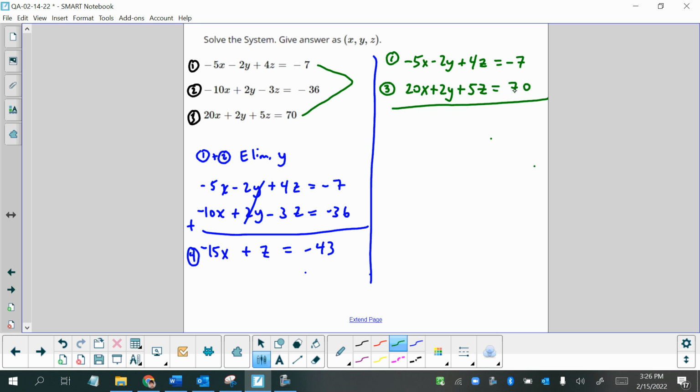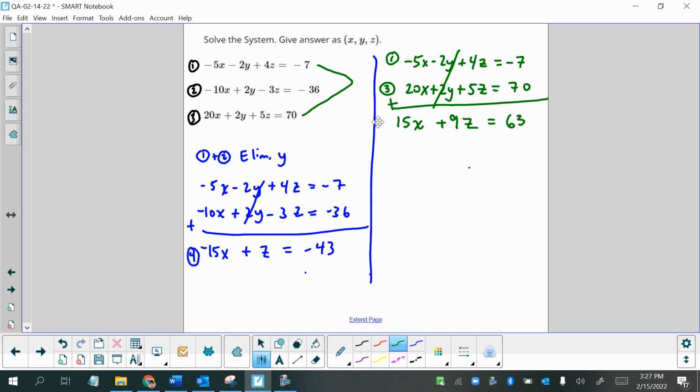And now let's add those together and combine like terms. Negative 5x and positive 20x gives me positive 15x. Again, you see the y's will cancel out because I have negative 2y plus positive 2y. And then 4z plus 5z is 9z. And then negative 7 plus 70 is going to leave positive 63.